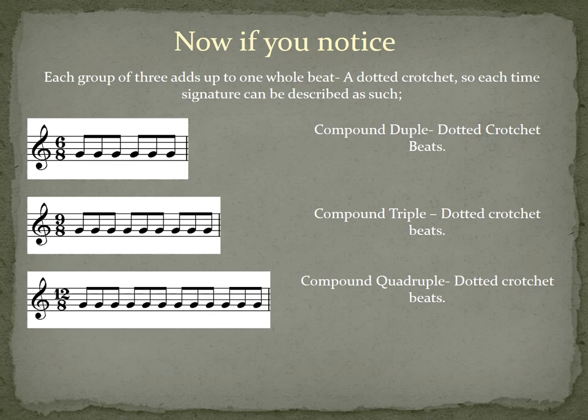Now that's exactly the same with 9/8. Instead of two, it's obviously three lots of three, in other words, three dotted crotchets. So that would be described as compound triple dotted crotchet beats. And last but not least, 12/8, there's your four lots of three, compound quadruple dotted crotchet beats. If you ask for a definition, that is the correct way to define those time signatures.